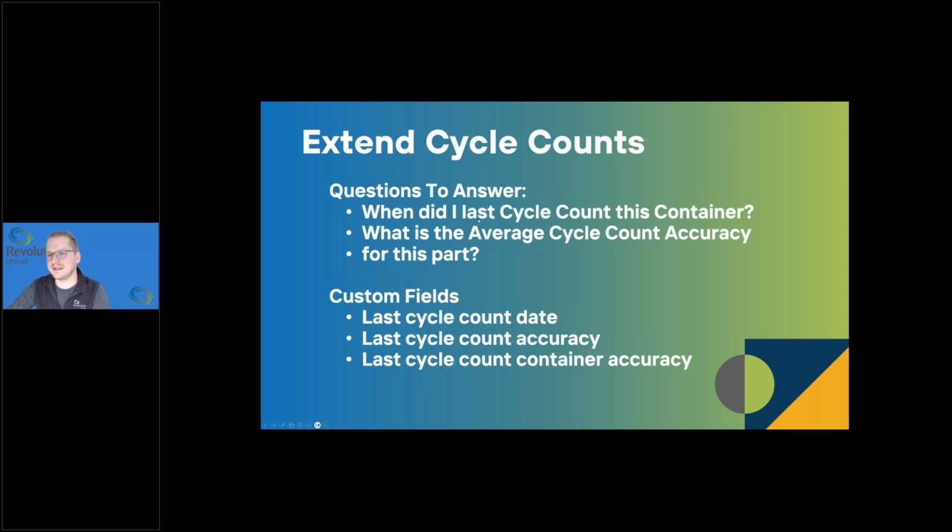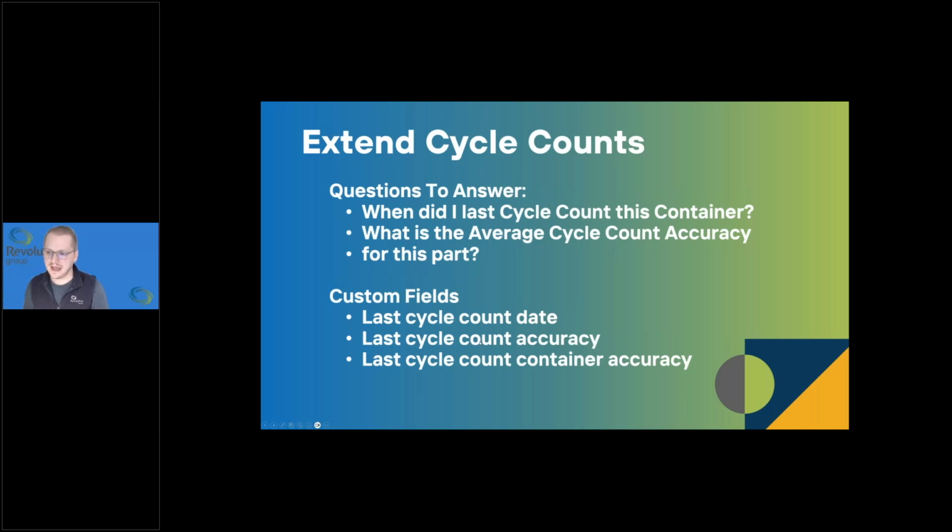When did I last cycle count this container? What is the average cycle count accuracy? And then what is really the cycle accuracy for this part? We're going to have the custom fields last cycle count date, last cycle count accuracy, and last cycle count container accuracy. This one's going to be at the part level, and then this one down here is going to be at that specific container level.